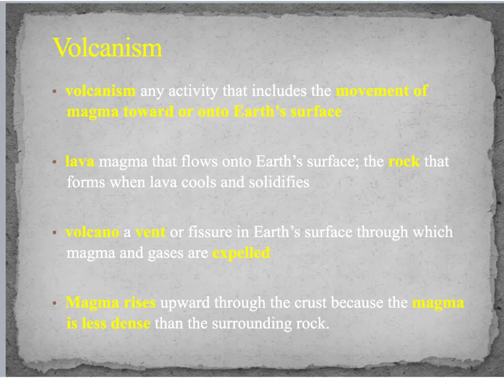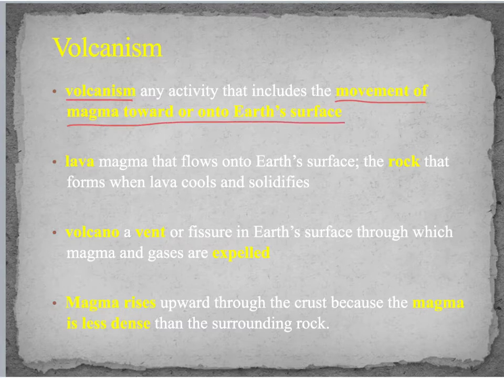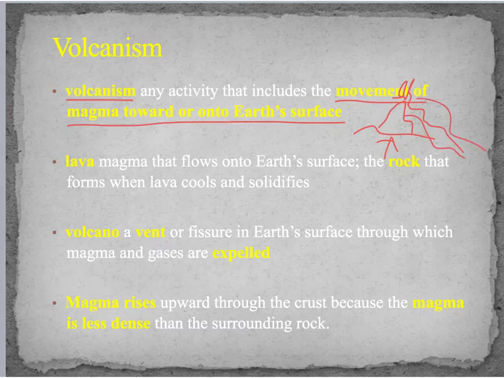What is volcanism? Volcanism, by definition, is any activity that includes the movement of magma toward or onto the Earth's surface, okay? So anytime you've got magma moving up, whether it breaks through in a volcano and flows out or not, that's volcanism. It's not quite the study of volcanoes, it's the study of the movement of magma to the Earth's surface.